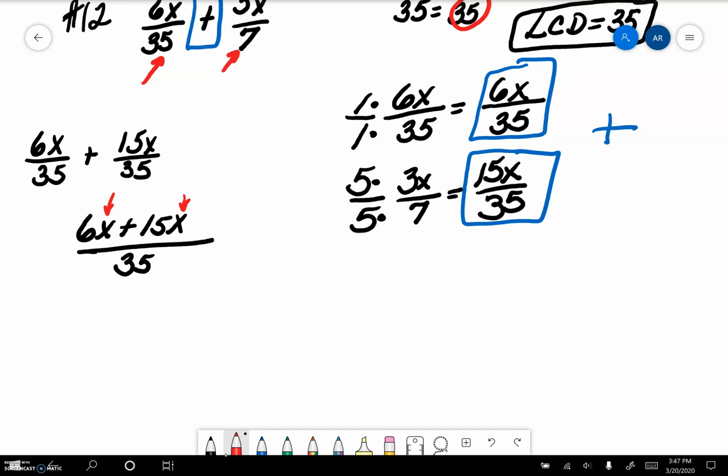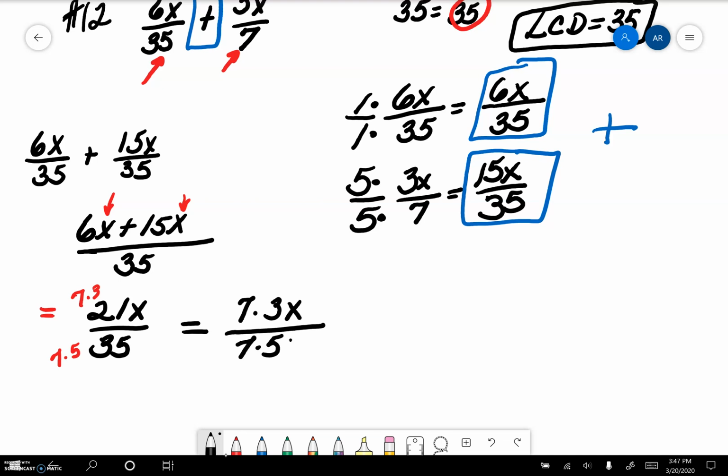So when we add that up, our final answer would be 21x over 35. But when I look at it, it's not in simplest form because I can already see that 7 times 3 is 21, and then 7 times 5 is 35. So I'm going to write that out as 7 times 3x all over 7 times 5. So now I evaluate. There's a 7 on the top, a 7 on the bottom. That converts to 1. And now my final answer is 3x over 5, and that is in simplest form.